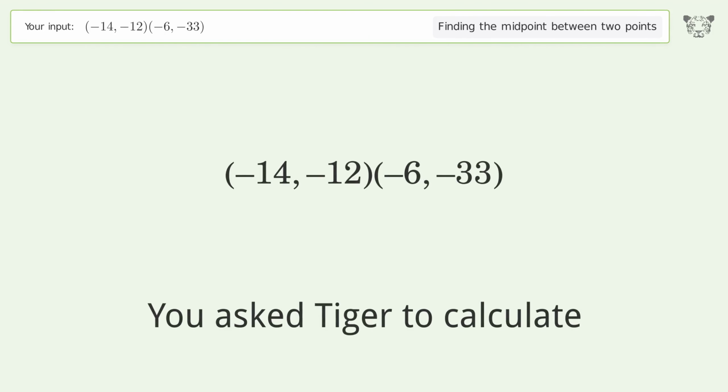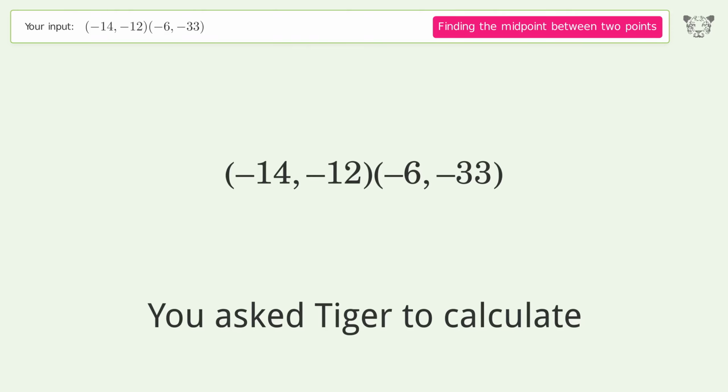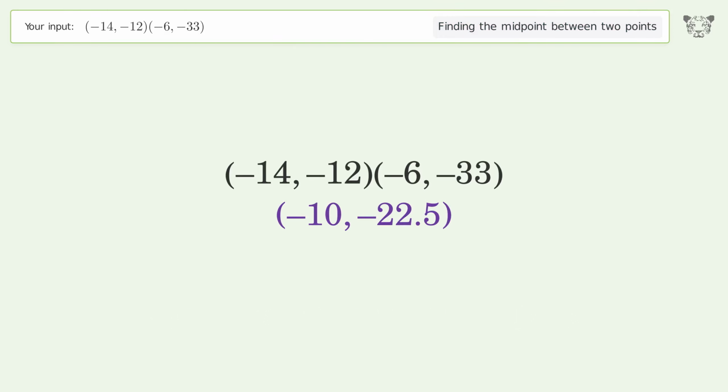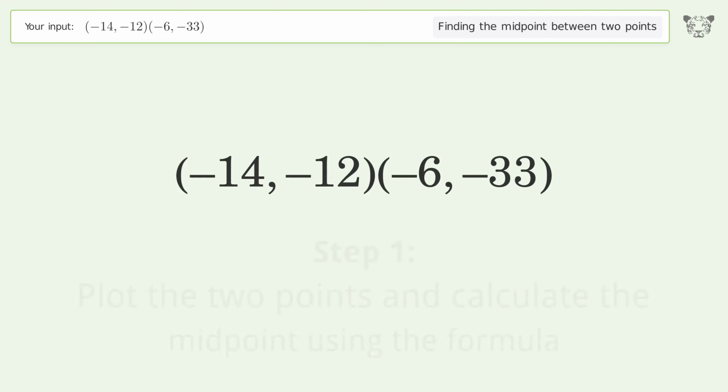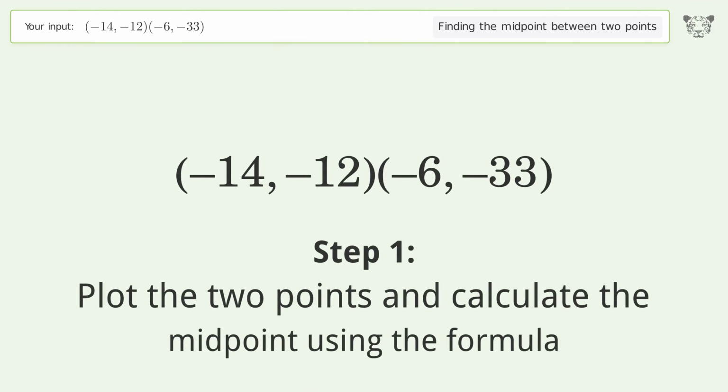You ask Tiger to calculate. This deals with finding the midpoint between 2 points. The midpoint between the 2 points is -10, -22.5. Let's solve it step by step. Plot the 2 points and calculate the midpoint using the formula.